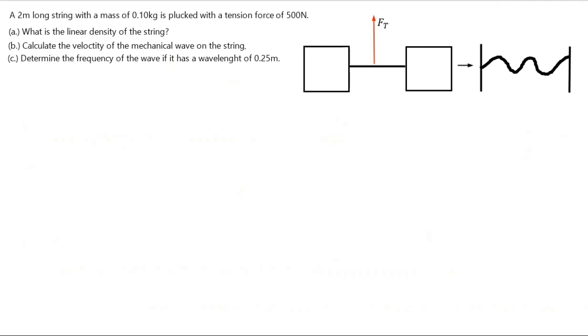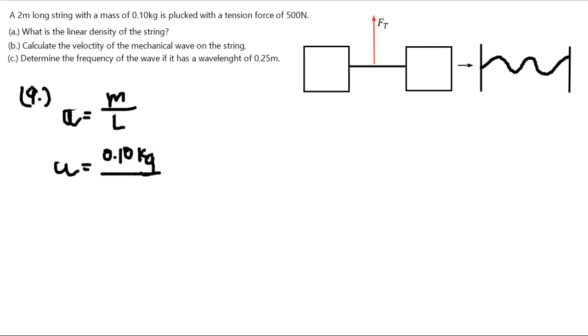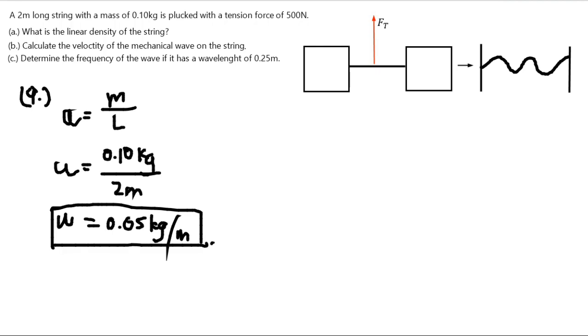A 2-meter long string with a mass of 0.10 kilogram is placed under a tension force of 500 newtons. So part A, what is the linear density of the string? So earlier, if you took notes of the formula, we have mu equals m divided by L. So the linear density is equal to 0.10 kilograms divided by 2 meters, which is the length. So the answer here is just 0.05 kilograms per meter. So this is the linear density of the string that you have used.